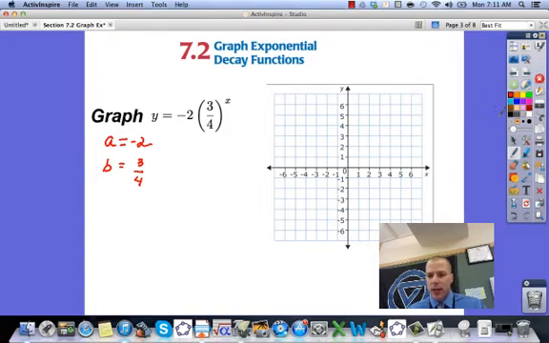You can still plot a couple of important points here. Remember, for this type, if you have an a value other than 1, if x is 0, you just plot a. So 0, -2. And then if we plug in 1, it's just a times b. So -6 over 4, well, you can simplify this by 2. That's -3/2.